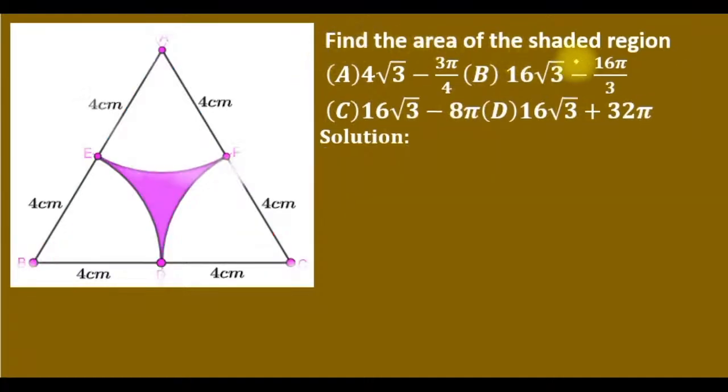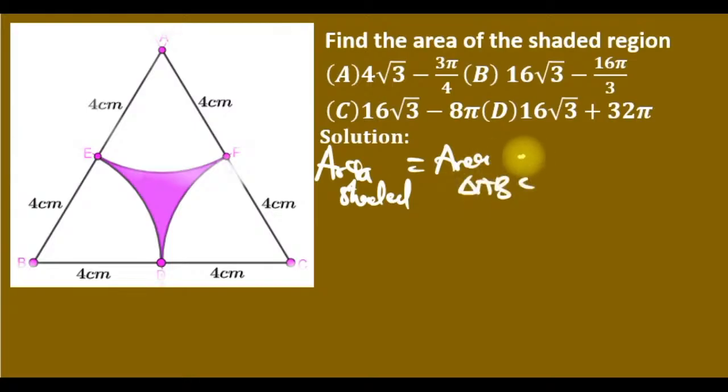Let's find the area of the shaded region. As you can see, that's the diagram. This shaded region is the same thing as subtracting the area of these sectors from the area of the triangle. So I'm saying that the area shaded is the area of triangle ABC minus the area of the 3 sectors.